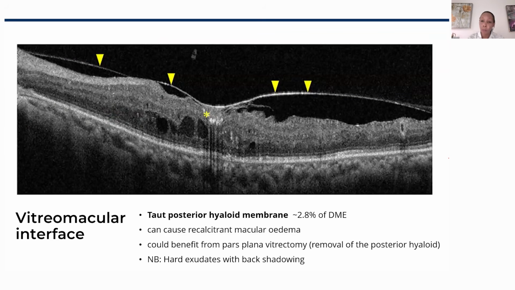There's something called a taut posterior hyaloid face, which is seen in less than 3% of diabetic macular edema. This causes macular edema that does not respond well to any treatment. Patients who have a taut posterior hyaloid face, not just vitreomacular traction but definitely a taut posterior hyaloid face, could benefit from pars plana vitrectomy or removal of the posterior hyaloid.